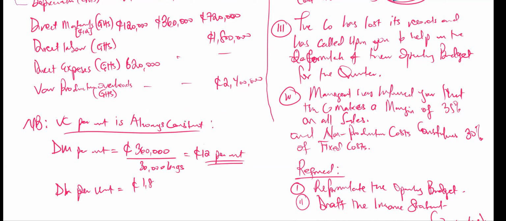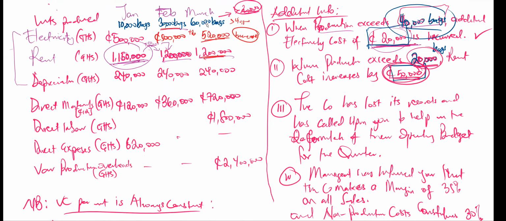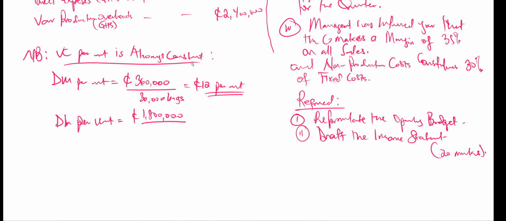We had labor at 1.8 million, right? And we know variable cost per unit is constant. How many bags were produced? 60,000. 1.8 million belongs to 60,000 bags, so we divide this by 60,000 bags. Then the cost for labor would have been 30 cedis per unit.